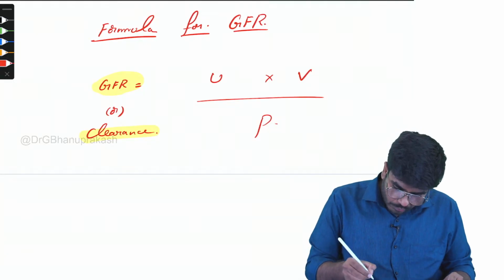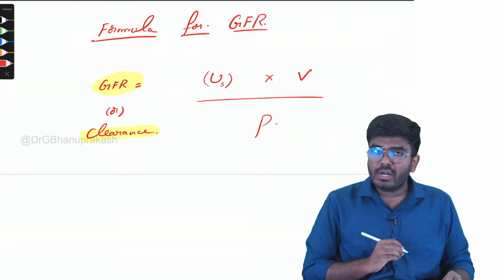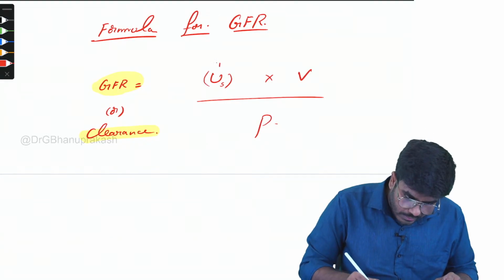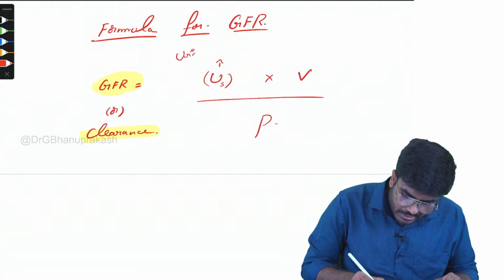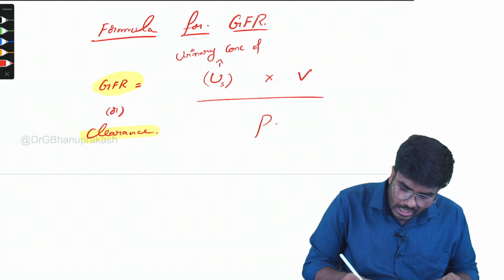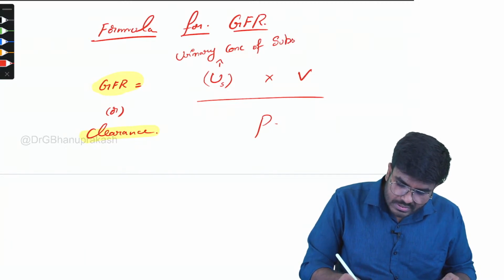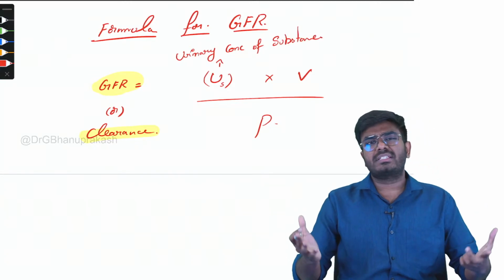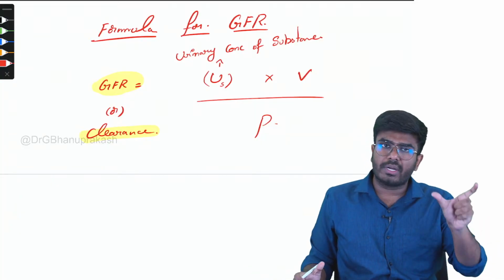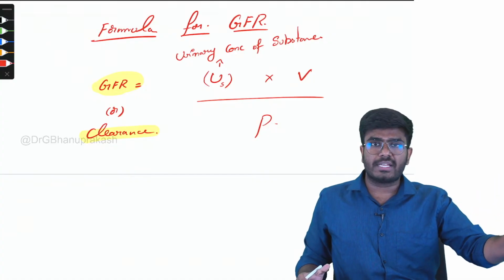What is that U? Let me write down here. U. What is that U standing for? U for urinary concentration. Urinary concentration of a particular substance. Okay, of substance X, some substance they will particularly give you, so and so substance, the concentration of so and so substance is this much in urine.